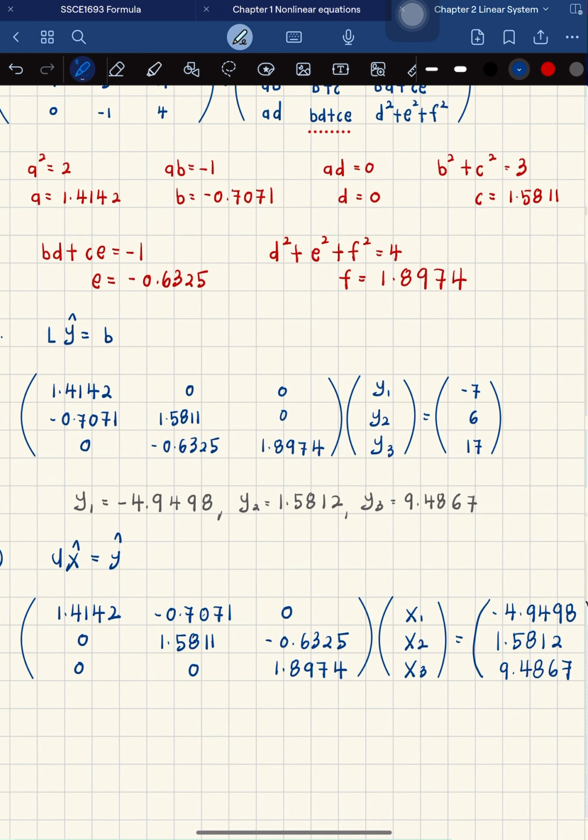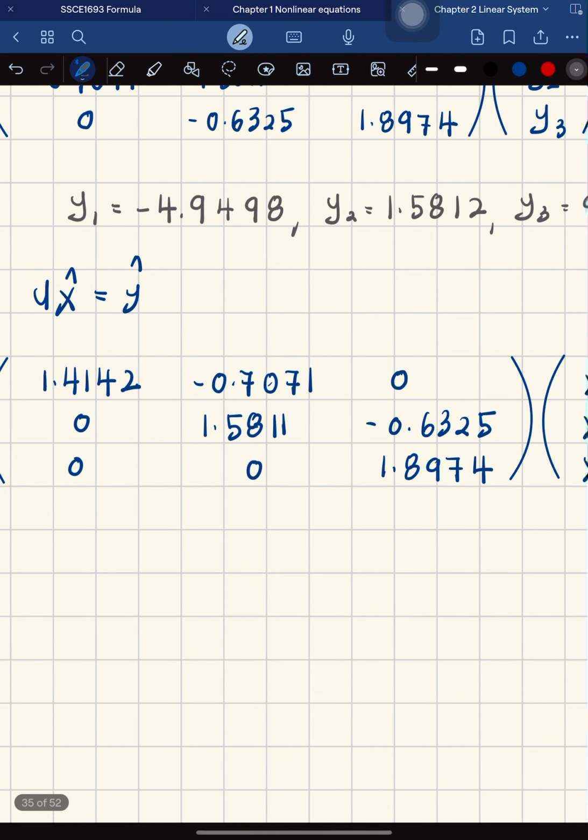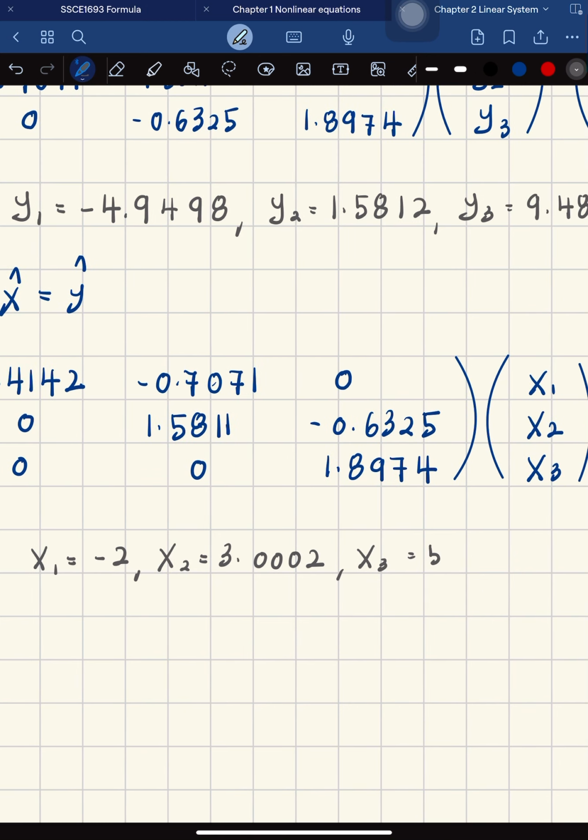So from the calculator, x1 is equal to negative 2, x2 is equal to 3.0132, and your x3 will be equal to 4.998. Sorry, for decimal places, 4.9998. So this is your answer.